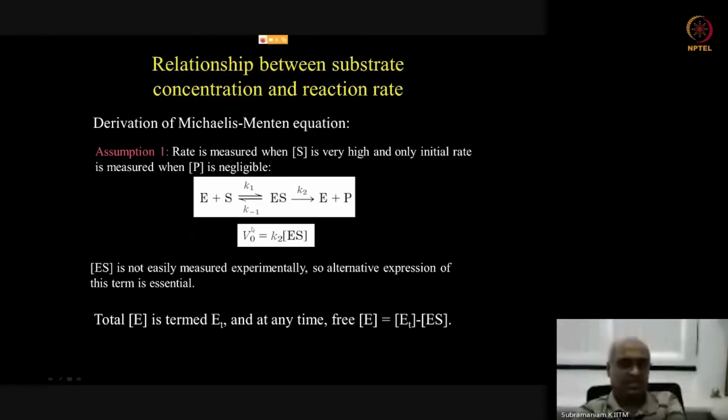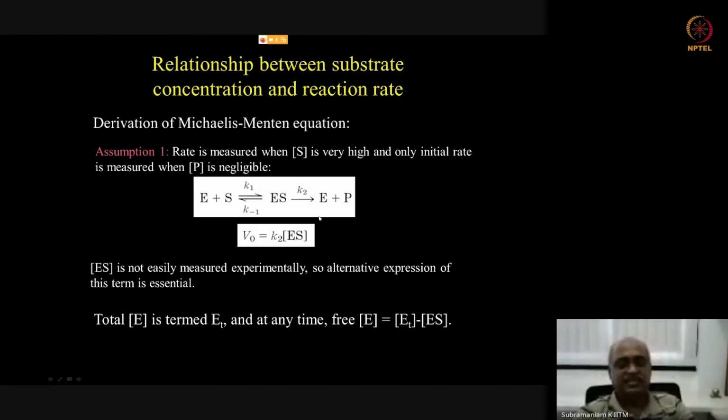So the first assumption is we are measuring it very early, such that the substrate concentration is very high and the product formed is negligible, and as a result this K minus 2 reaction we are going to ignore. That is assumption number 1: we are measuring very early at a point where the concentration of product is negligible. Therefore, we do not consider this reverse reaction of E plus P giving ES. That is the reason K minus 2 is not shown in this equation. It is not because this is an irreversible reaction.